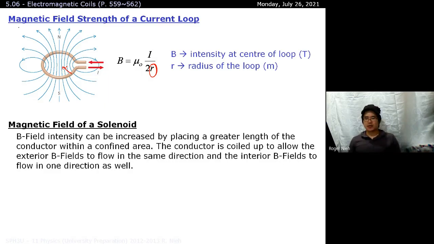Okay. So then here's a text that, if you want to copy down, you're more than welcome to, which states this. The B field intensity can be increased by placing a greater length of conductor within a confined area. Best way to do that is to start coiling it up. The conductor is coiled up to allow the exterior B fields to all flow in the same direction, and the interior B fields to also flow in the same direction as well, making a much stronger and more efficient magnet, or electromagnet.